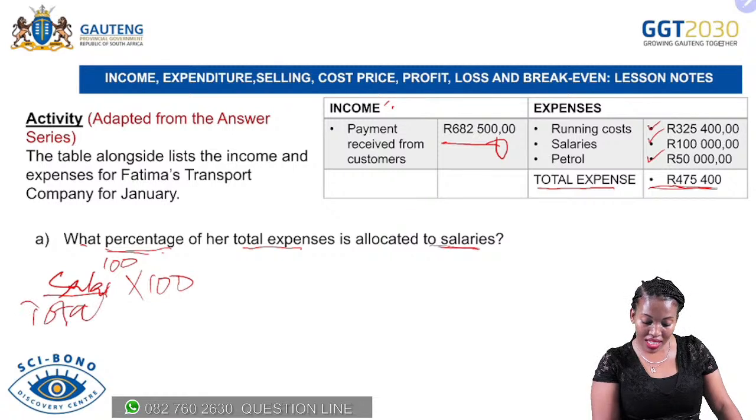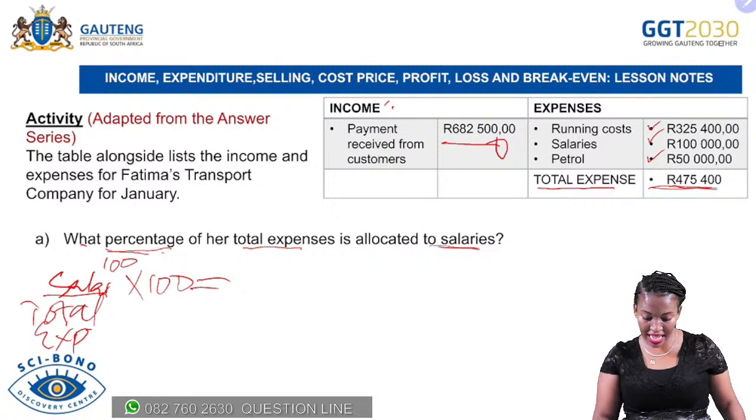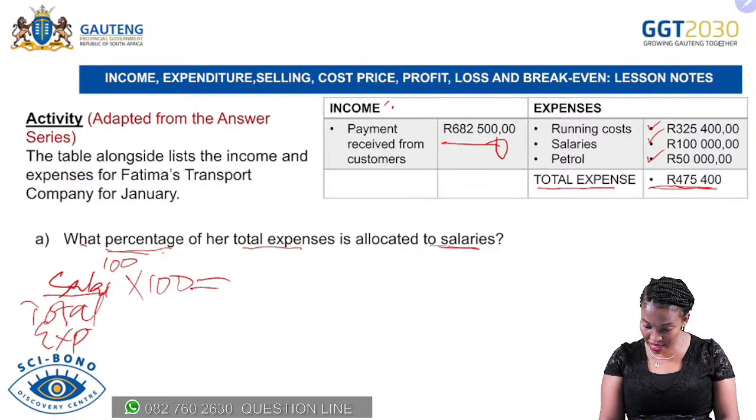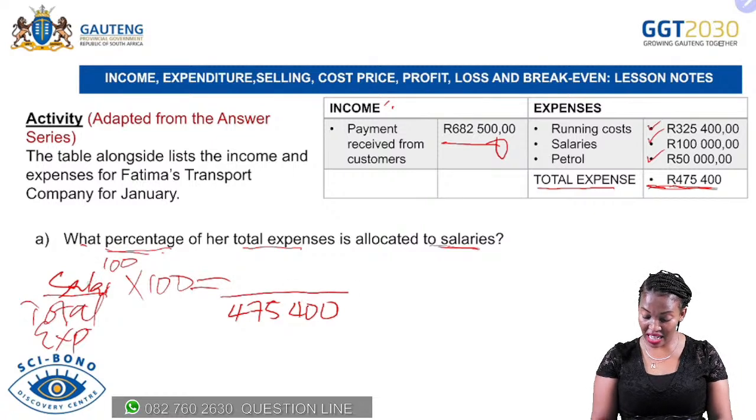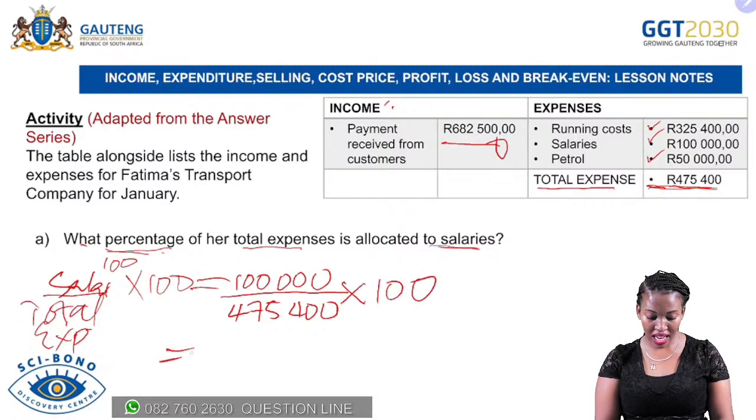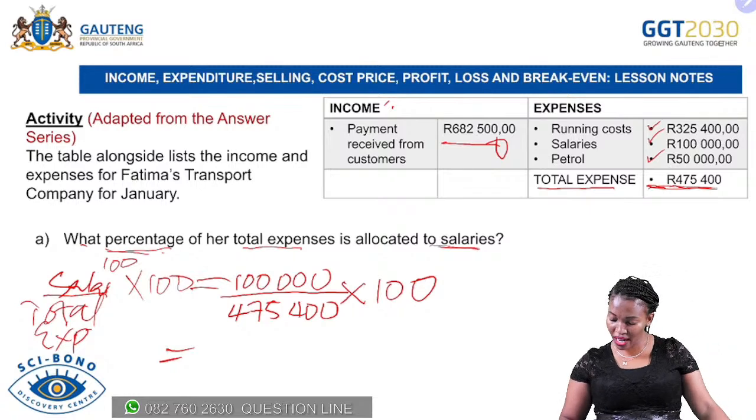Over the total expenses. So now let me write it nicely and neatly here. The total expenses, we already have the total expenses there. It is 475,400. And then we said on top there, it is the salaries. And how much is the salaries? It is 100,000. And because they want the percentage, it means we are going to multiply by what? By 100.